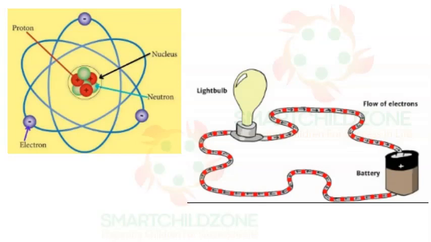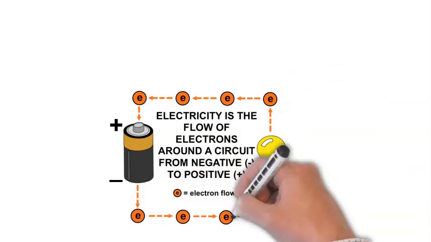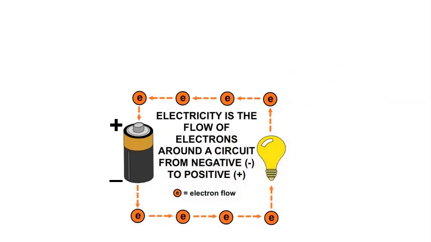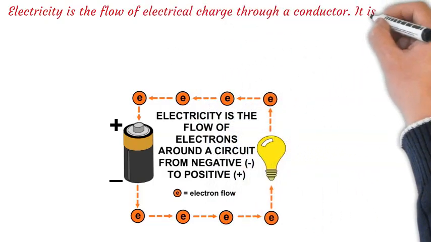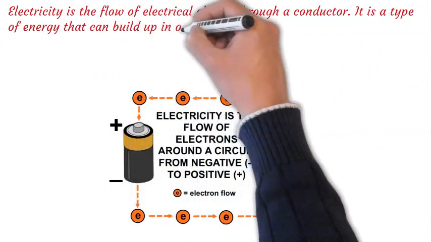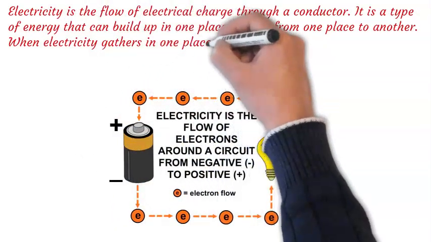But some of the electrons can move freely, or can come out from their orbit due to external influences. These free and as well as loosely bonded electrons cause electricity. Electricity is the flow of electrical charge through a conductor. It is a type of energy that can build up in one place, or flow from one place to another.